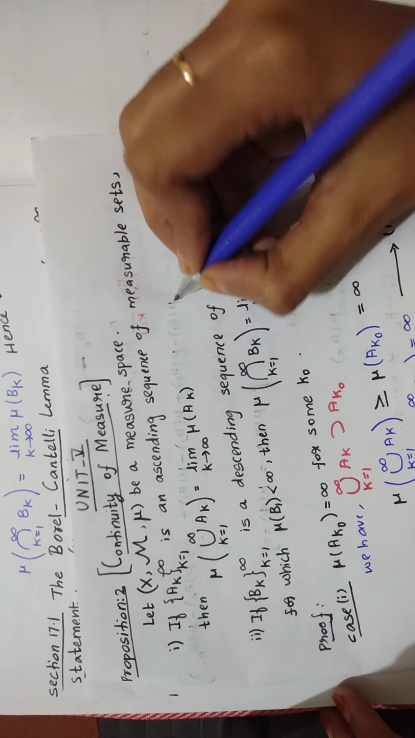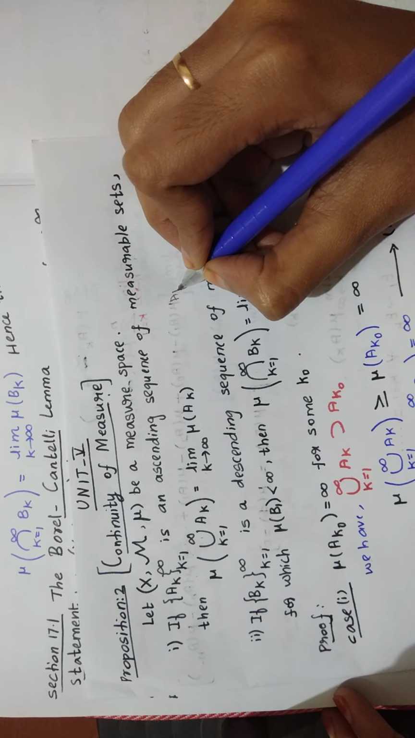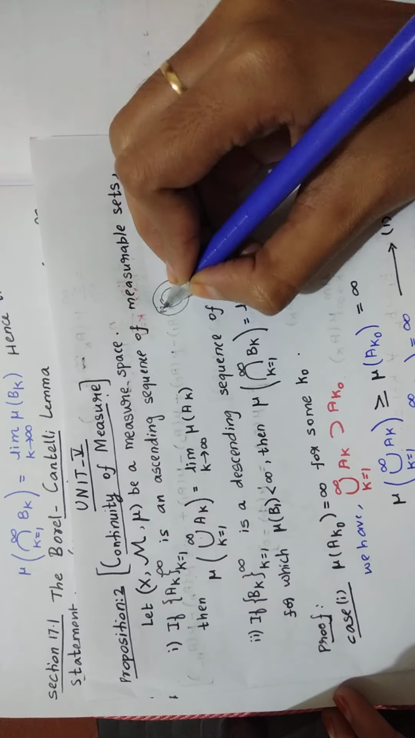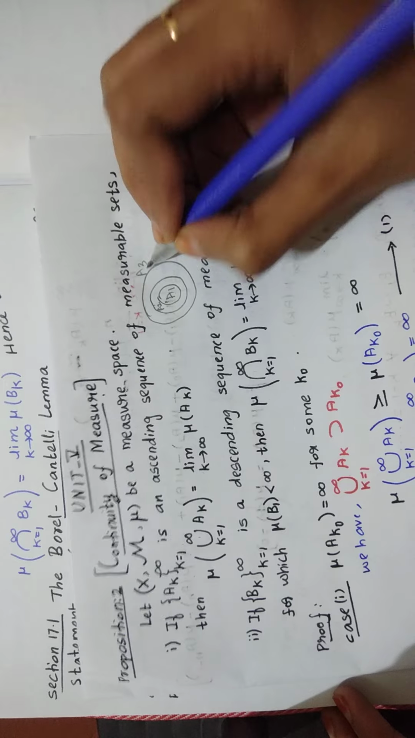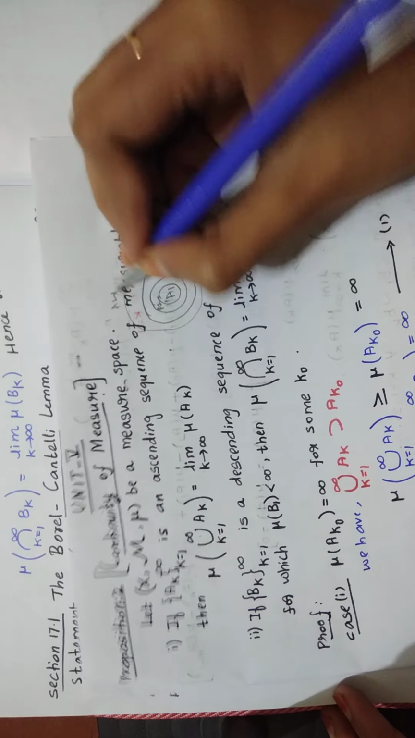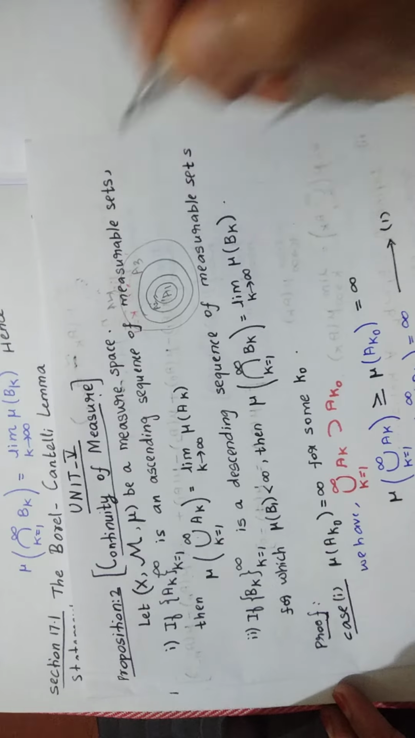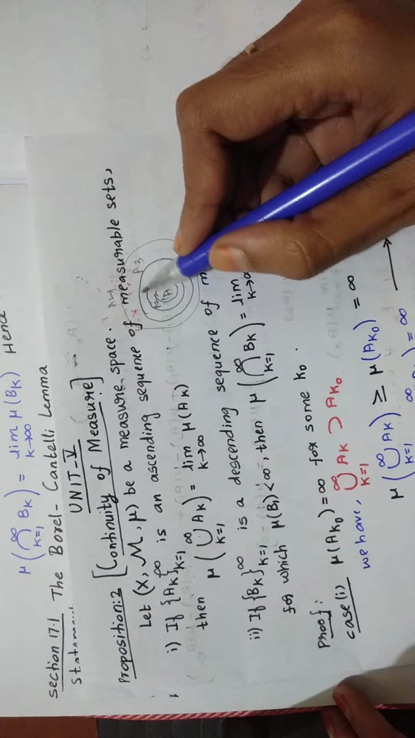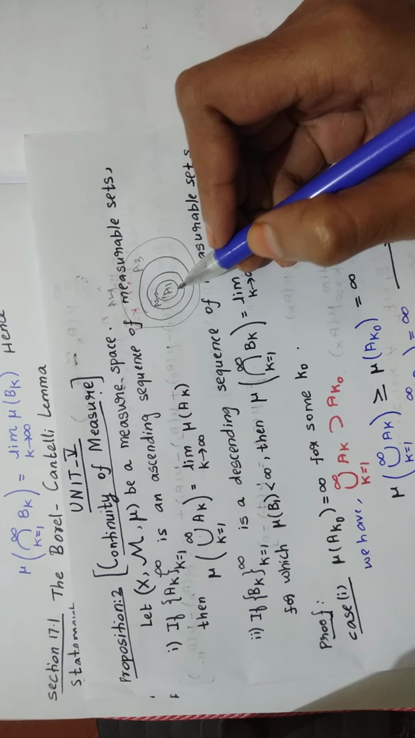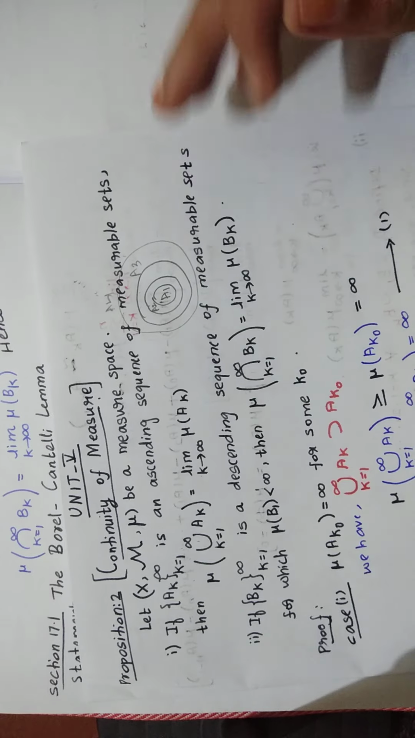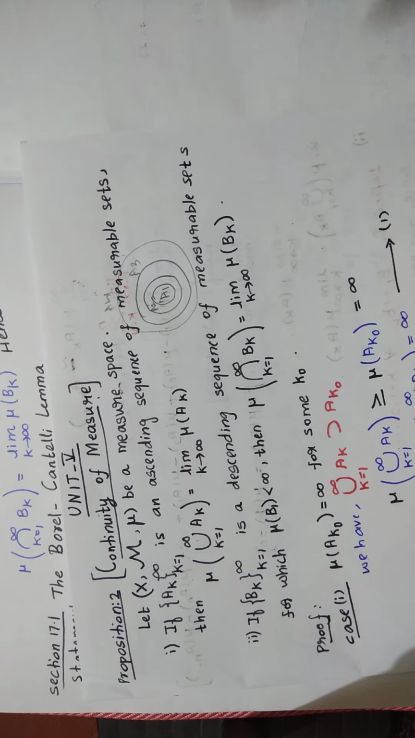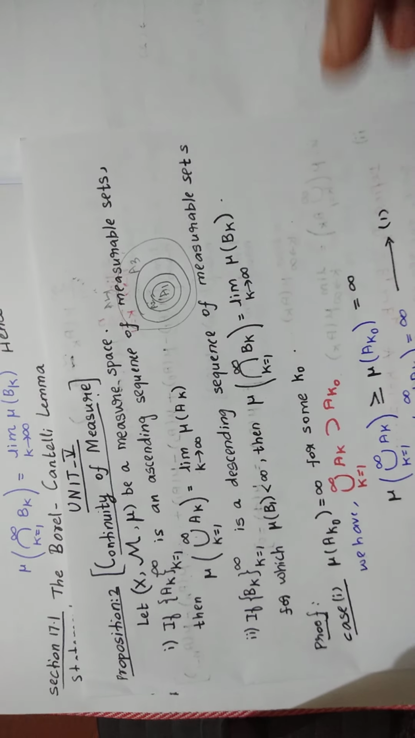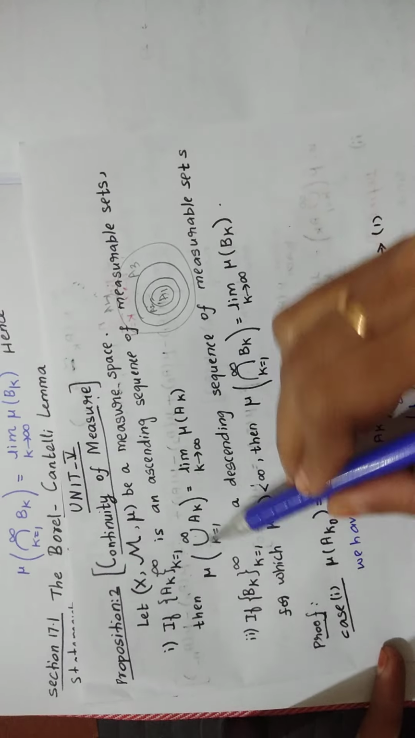It means here you will have A1, one of the measurable sets. This is A1, and this is A2, and this is A3, and this is A4, till you reach infinity. Here A1 is smaller than A2 and A2 is smaller than A3. It is an ascending sequence of measurable sets. This is how these measurable sets are arranged in an ascending order. So if A_k is an ascending sequence of measurable sets, you have to prove this equal to this.